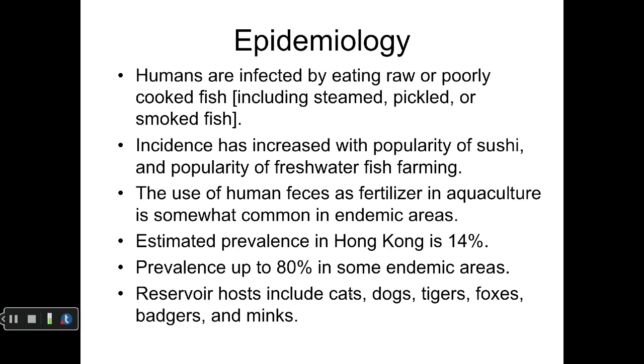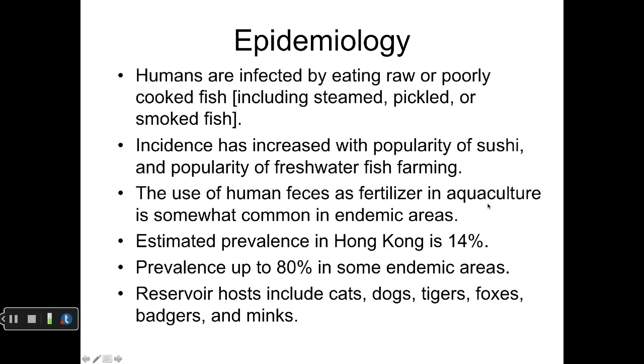Epidemiological considerations. As we've indicated, humans are infected when they eat raw or poorly cooked fish. Steamed fish, pickled fish, and smoked fish also carry live metacercaria. You have to cook fish in order to kill the metacercaria. As the eating of raw fish has become more popular throughout the world because of the popularity of sushi and sashimi, and the increased popularity of freshwater fish farming, in some areas of the world, clonorchiasis has been increasing.